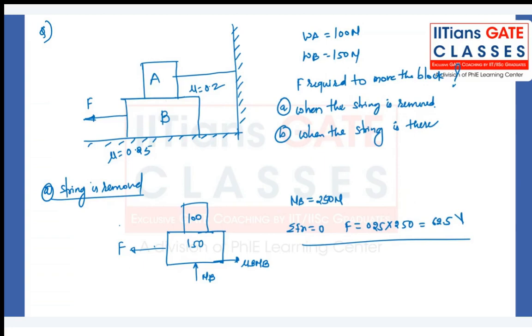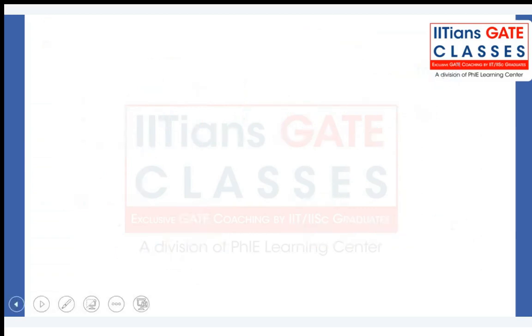Yes, Abhishek, your answer is correct. 82.5 is the correct answer. So in that case, you may have to draw the two free body diagrams. Let's start with body A. So the string is present. This is the situation we are now studying. So we have body A.